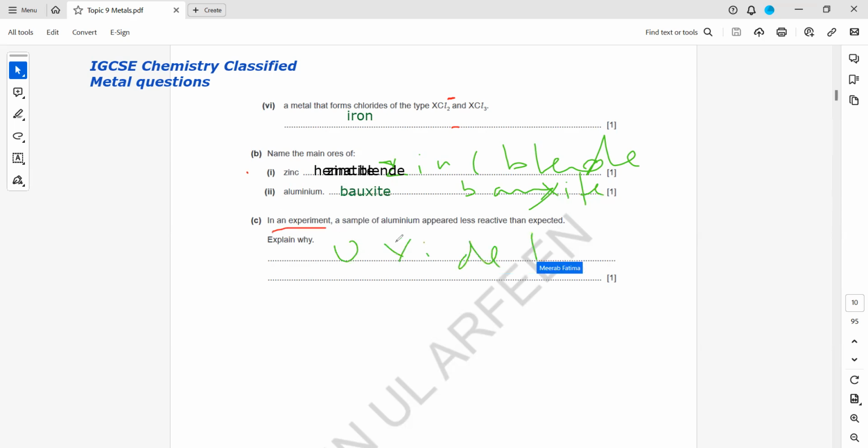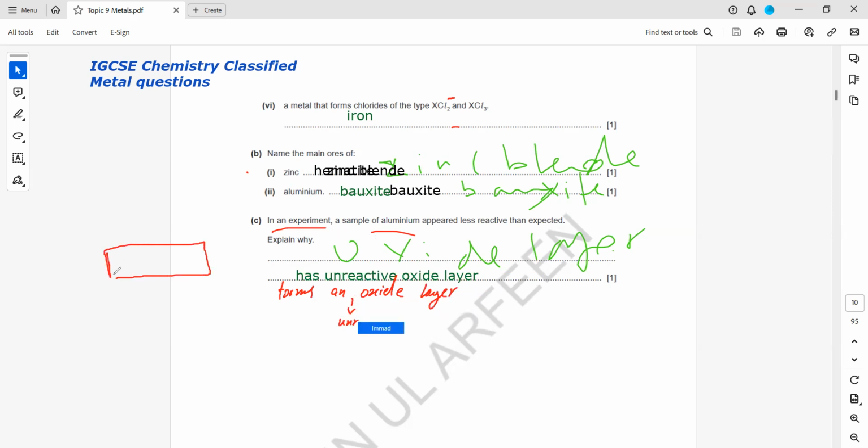In an experiment, a sample of aluminium appeared less reactive than expected. So because it has an unreactive, or you can also say protective, oxide layer. Whenever we have a piece of aluminium, this oxide layer is there, with magnesium as well. When you have a magnesium ribbon, with the passage of time, magnesium reacts with oxygen in the air and forms magnesium oxide. Same thing, the top layer of aluminium is aluminium oxide, which is unreactive.